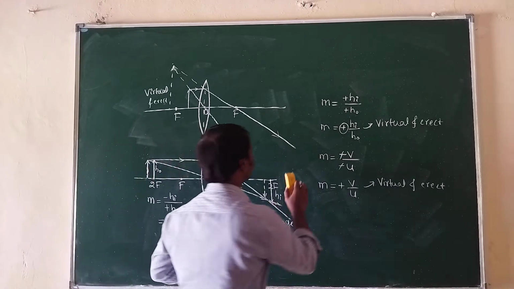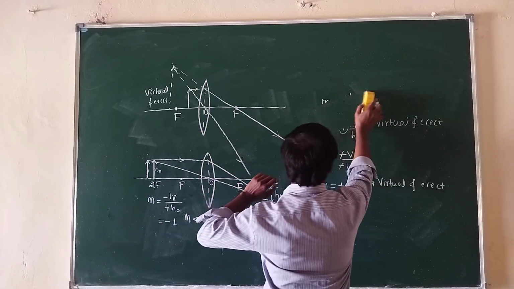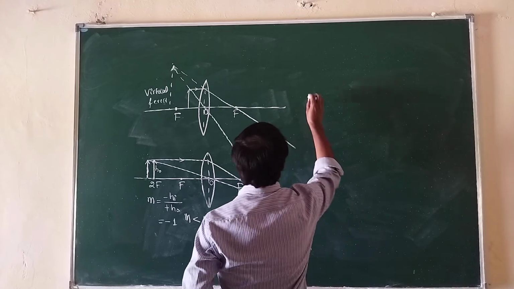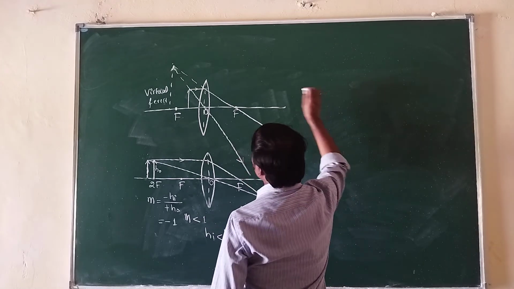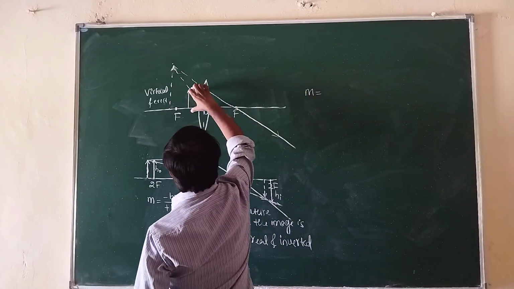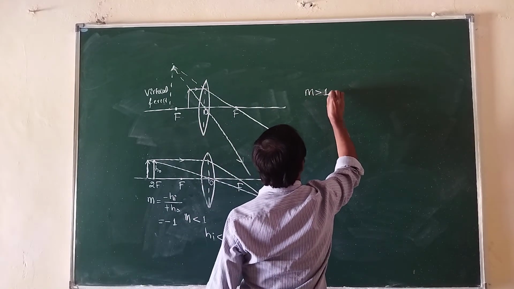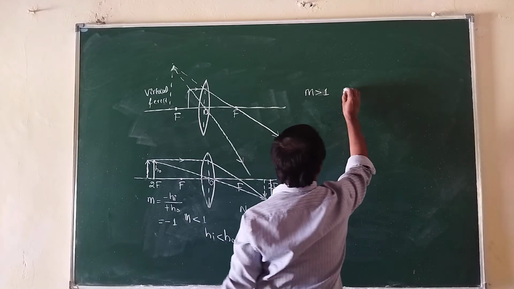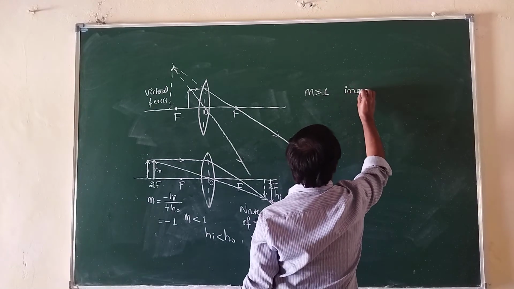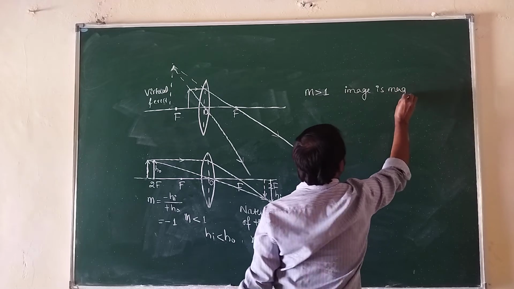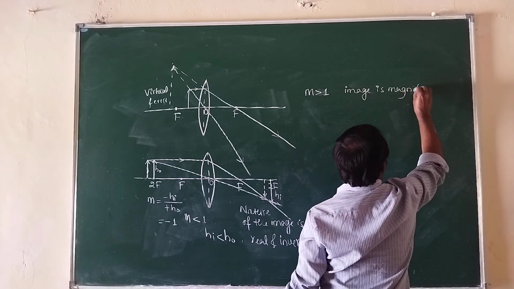Okay, now here in this case, m is equal to height of the image is greater than height of the object, then m is greater than 1, then image is said to be magnified. Image is said to be magnified or image is magnified.